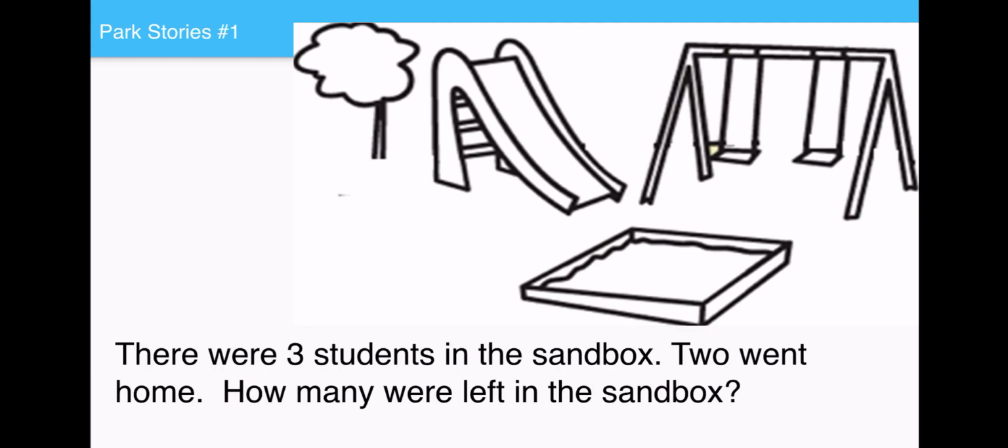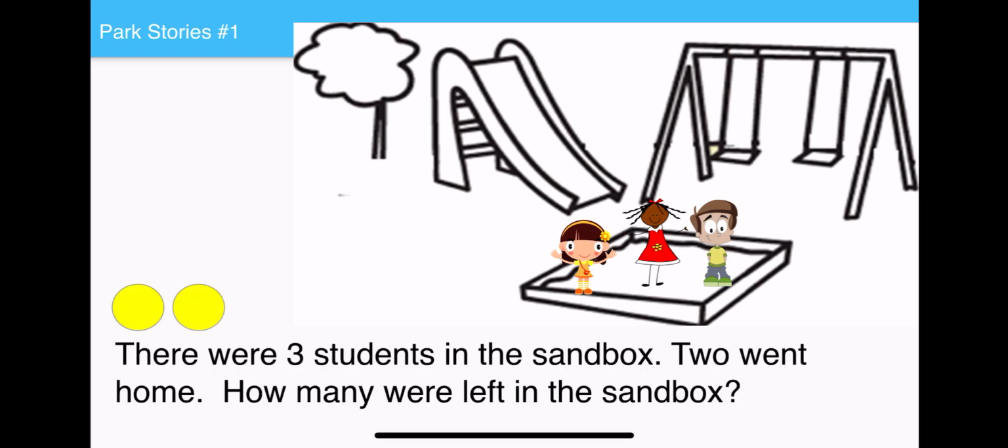Okay, friends, let's try another one together. There were 3 students in the sandbox. 2 went home. How many were left in the sandbox? Well, boys and girls, first things first, remember, let's go back and look at our problem. It says 3 students in the sandbox. So that means let's take out how many counters? 3. Good job. Put 3 counters in front of you. Ready? 1, 2, 3. Nice work.